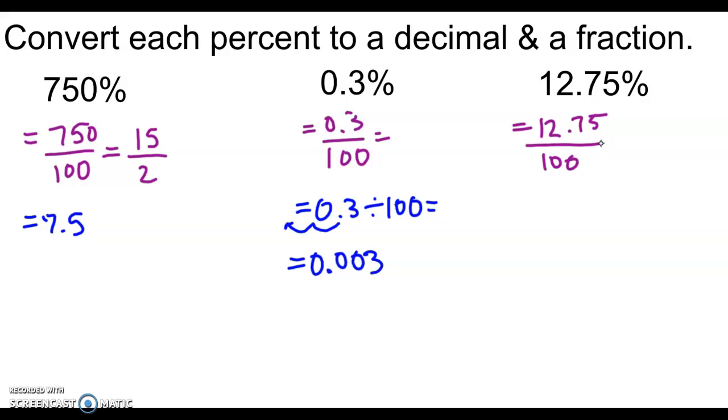And lastly here, we're going to divide by 100 again. 12.75 divided by 100 makes this decimal move 2 spots to the left. So our answer is going to be 0.1275. You can go ahead and test that out on your calculators just to make sure.